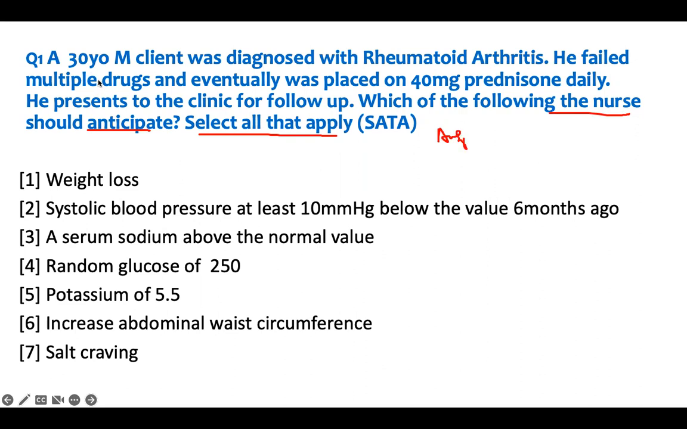Then you read the rest of the stem. A 30-year-old, I circled that as my buzzword. Client was diagnosed with what? Rheumatoid arthritis, an autoimmune disease. He failed multiple drugs, that means multiple medications, and eventually was placed on 40 milligram of prednisone, which is a steroid, okay, daily. That's a lot of steroid.